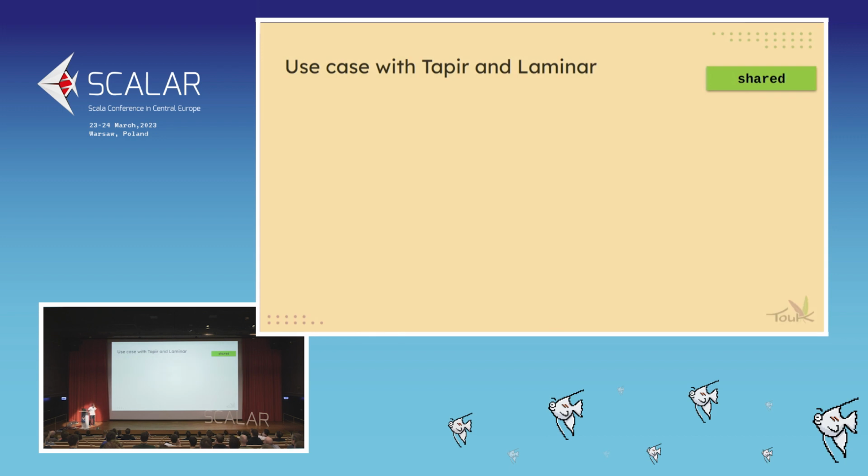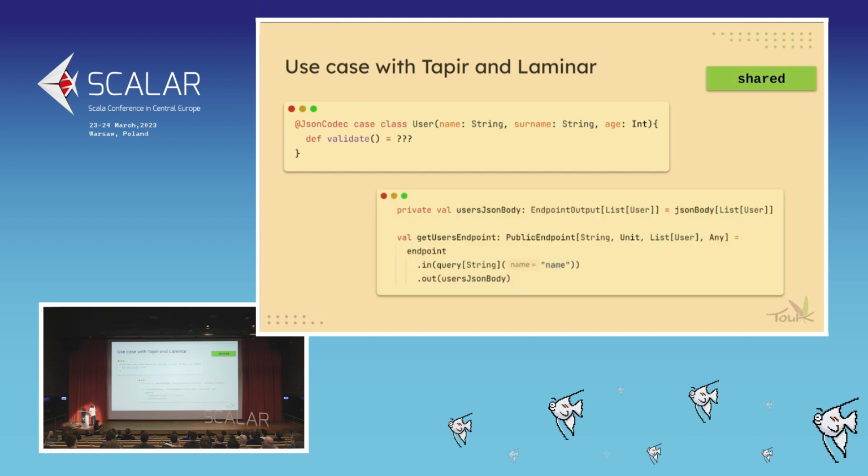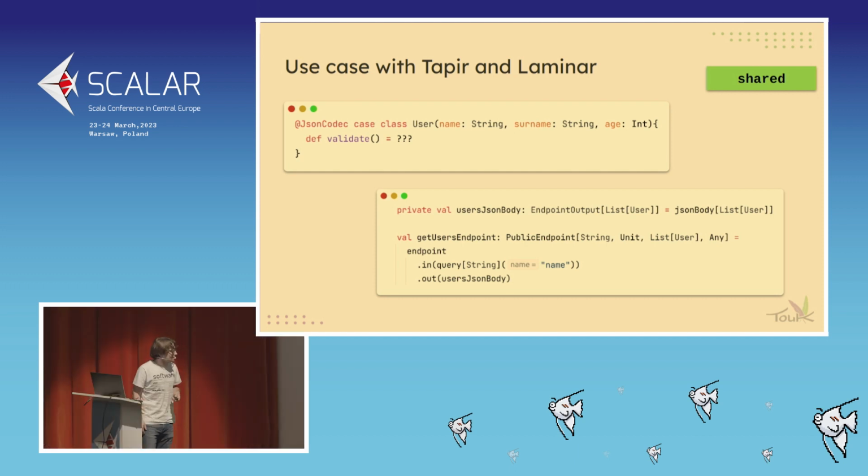Let's say that we have our shared project, right? And let's use Tapir and Laminar to work with that. Let's see how it's going to work. Let's define some case class, let's say User, with its name, surname, and age, and some validation, which is not important at that stage. And let's say that we also have a Tapir endpoint defined somewhere.